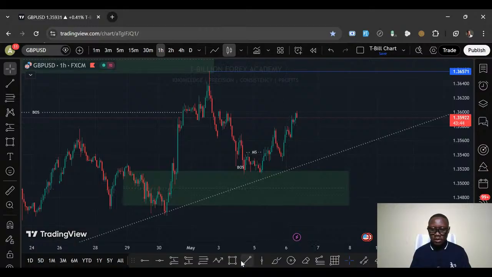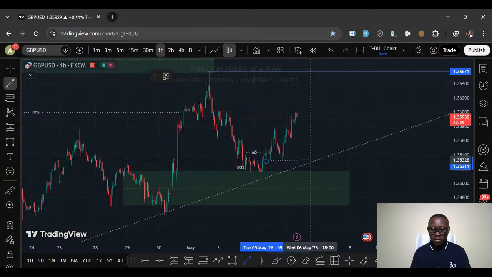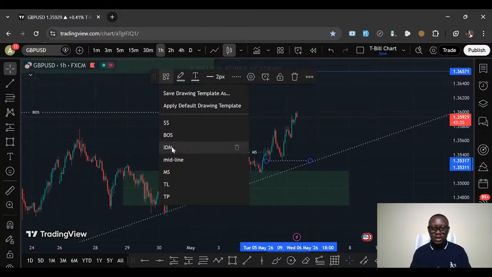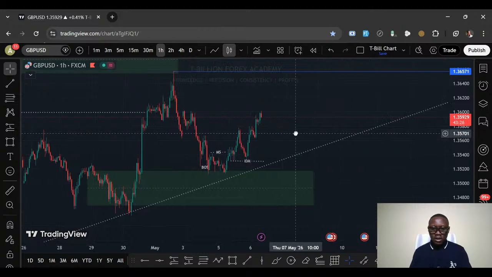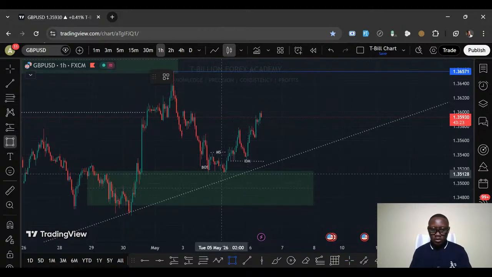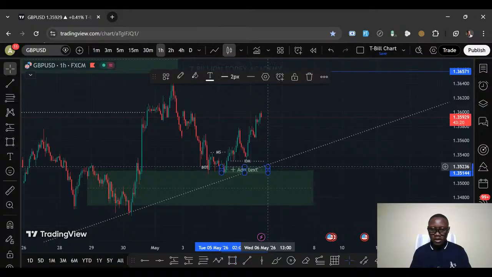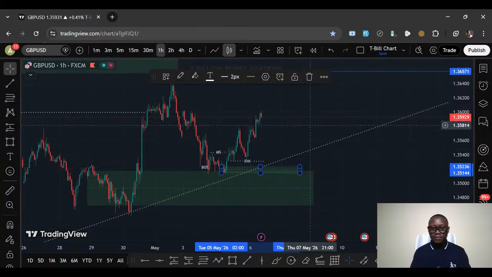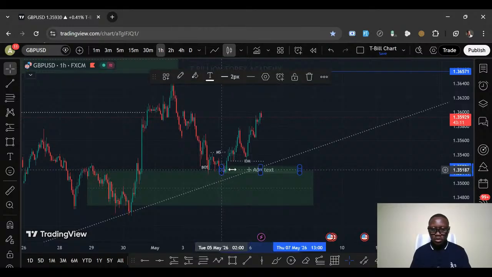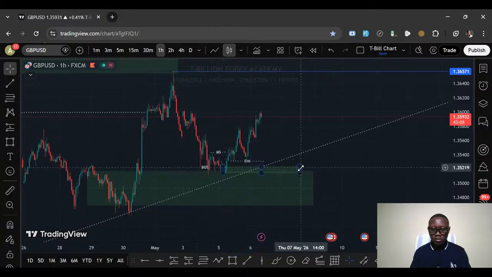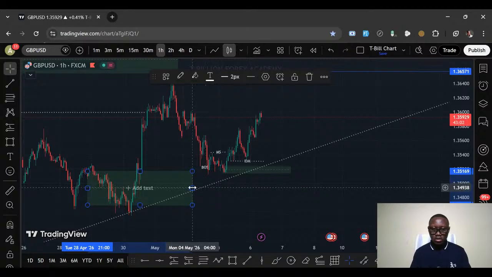So this becomes my inducement. So this becomes our inducement right here. This is our IDM, and this is our IDM. And this becomes where I would want to take my entry right here. Okay, so we're going to wait patiently for GBPUSD at this order block right here. So let me push this to the right so it doesn't, yeah, this is fine.